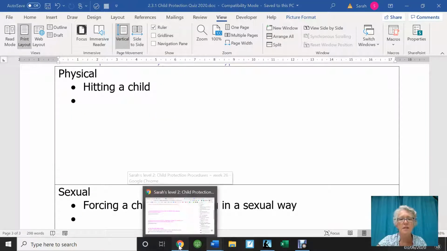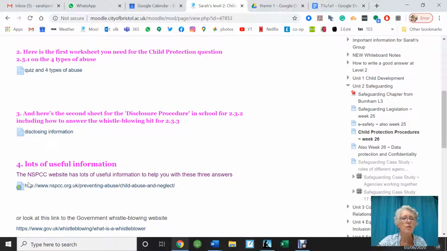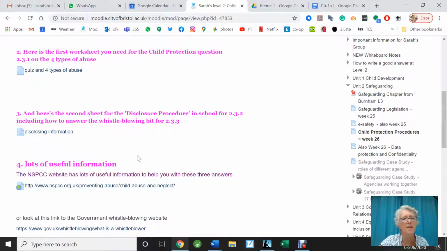Okay, let's go back to Moodle and see what you've got to help you. If you scroll down to where it says lots of useful information, this link from the NSPCC website has all the information you need for that worksheet. The other 2 links are a bit more information for the second worksheet. So let's have a look at that now.